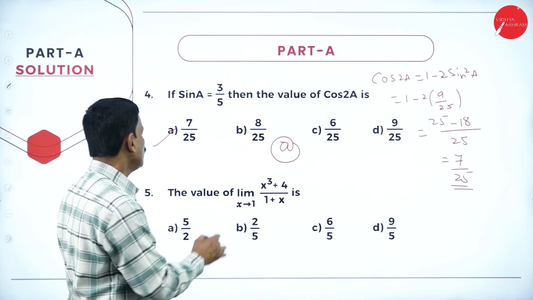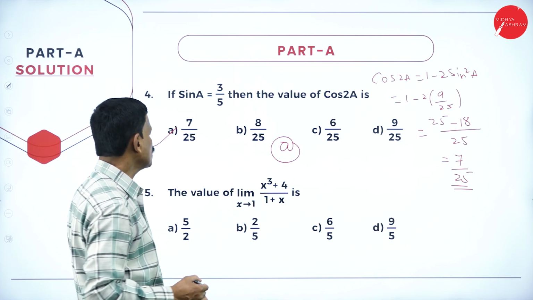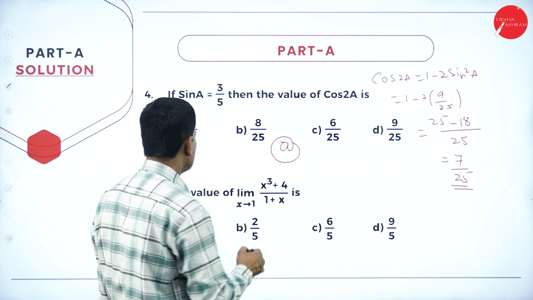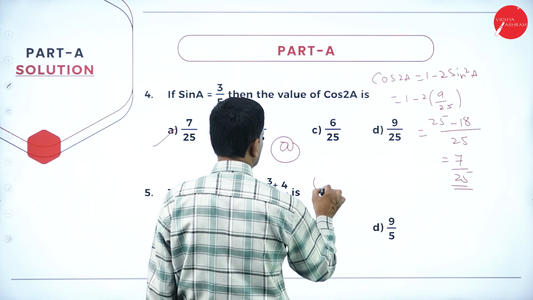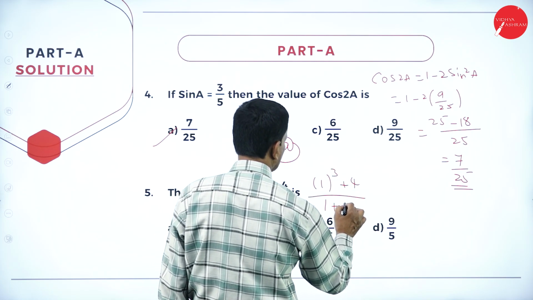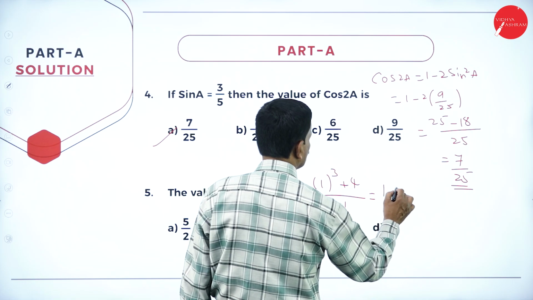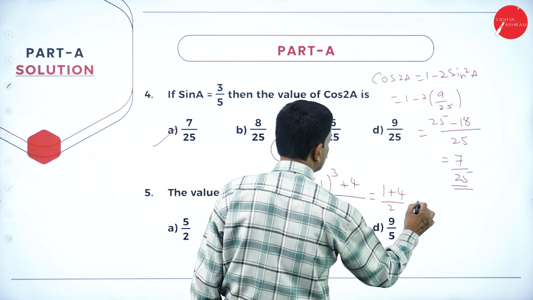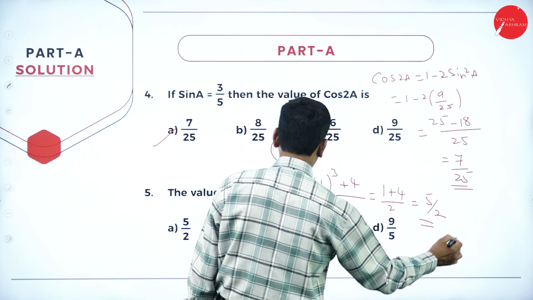Now, the value of limit x tends to 1 of (x to the power of 3 plus 4) divided by (1 plus x). Put x is equal to 1. If you put x is equal to 1, 1 cube plus 4 divided by 1 plus 1. 1 cube is 1, plus 4, divided by 2, that is 5 by 2 is the answer.